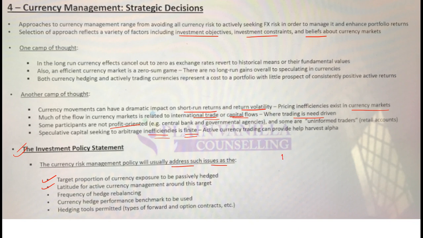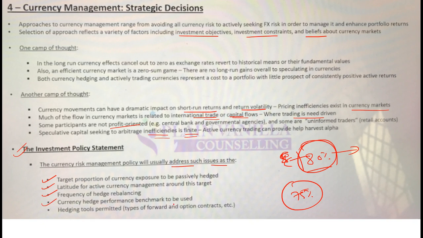So let's say you say that I will keep 80% hedged, and within this 80% I can have a latitude in which I can allow active management, like 85% or 75%. I can change it to 85 or 75, or there can be a bound. Frequency of hedge rebalancing, that is, if you want to keep 80% hedge, then this hedge can change over time. So you have hedged it 80% as of now, but as currency moves, maybe after 1 month it becomes only 75% hedged. So how frequently should you rebalance?